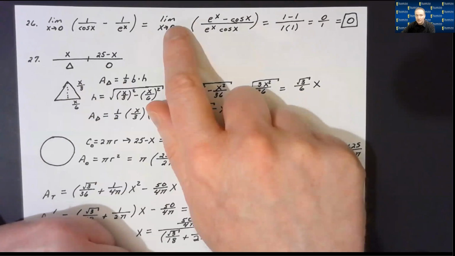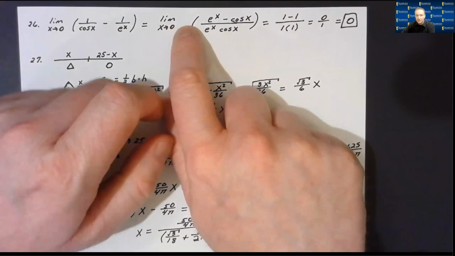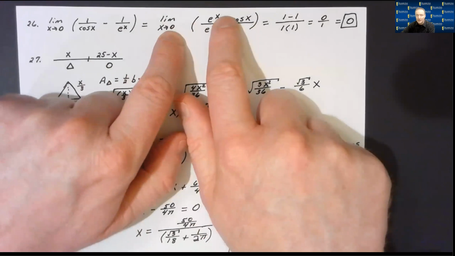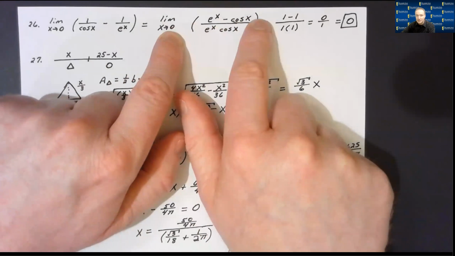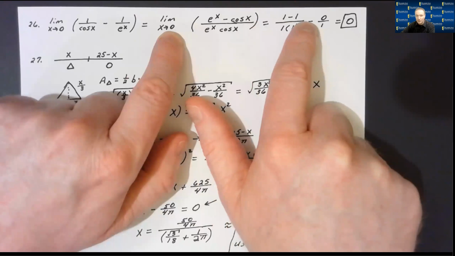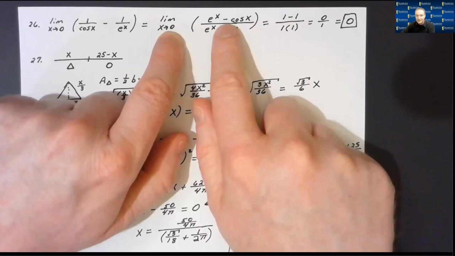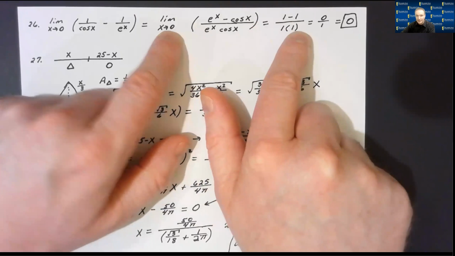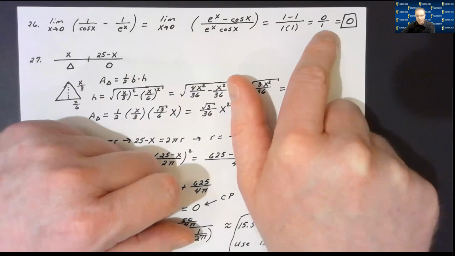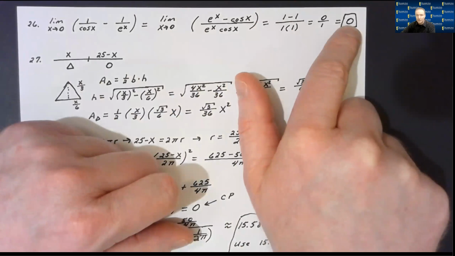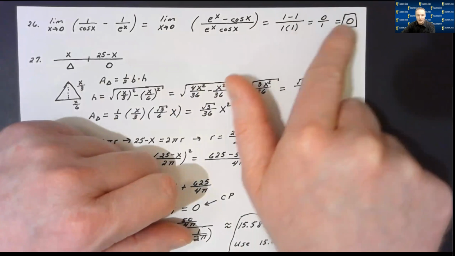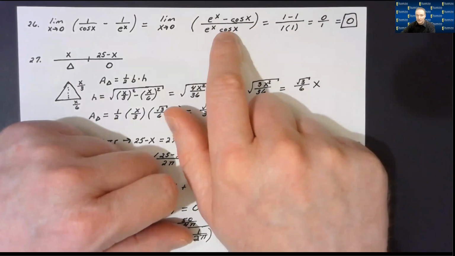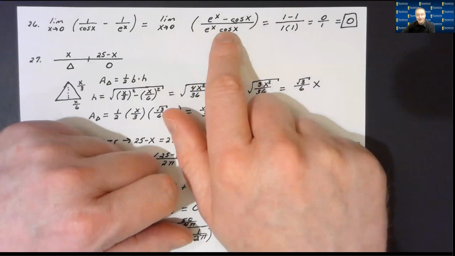But in this step, you just look at it and say, okay, is it 0 over 0 or infinity over infinity? Plug your 0 in. e to the 0 minus the cosine of 0 becomes 1 minus 1. Your denominator, e to the 0 times the cosine of 0 becomes 1 times 1. So you got a numerator of 0, a denominator of 1, you have an answer of 0. Final answer there.